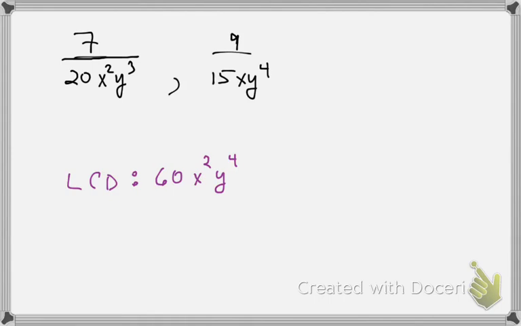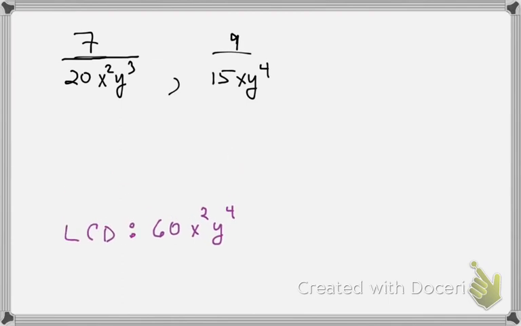Officially, the way that you go about this is breaking it down into your prime factors. So 20, for example, would be 4 times 5. So that's 2 squared times 5 times x squared y cubed. You guys agree? 15, meanwhile, is 3 times 5 times x times y to the 4th. You guys agree? Use the prime factorization.